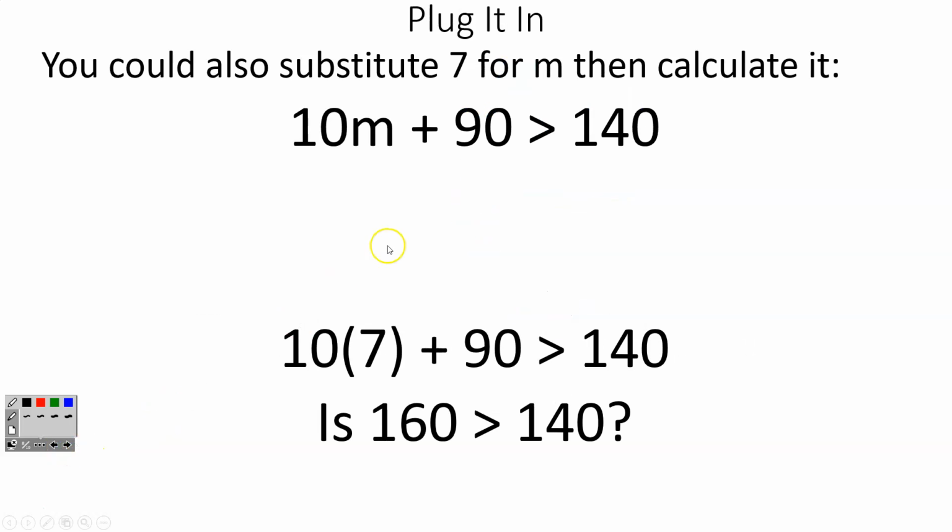Or you're also welcome to just plug it in. So 10m plus 90 is greater than 140. We're just going to plug 7 in for m. So we're going to say 10 times 7, which is 70, plus 90 is greater than 140. So when I combine those, I get 160. So is 160 greater than 140? Again, the answer is yes, it is. So those are two ways to check to see if a value will work in the inequality.